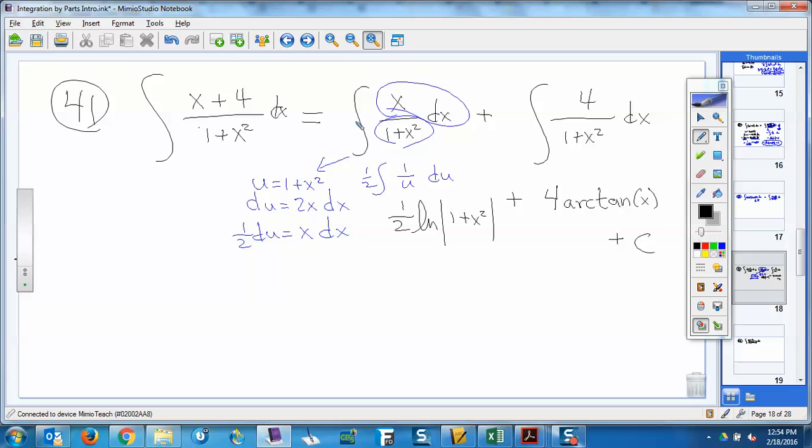That didn't happen on the last one. If you let u be the 1 plus x squared, you don't get x plus 4 dx, right? That plus 4 is in the way. It's an extra thing, and you can't just add it in there, right? You can't do that. So that's why we had to have a different strategy for that. It looks very similar, but different strategy.